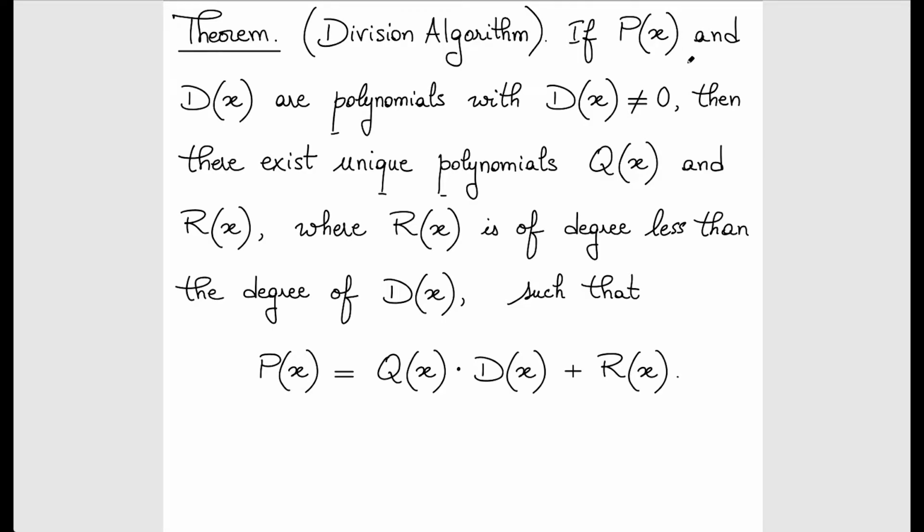If p of x, which is going to play the role of the dividend in this case, and d of x, that's going to be the divisor, are polynomials with d of x not 0, so the divisor cannot be 0, right? Then there exist unique polynomials, q of x, which is going to be the quotient, and r of x, which is the remainder.